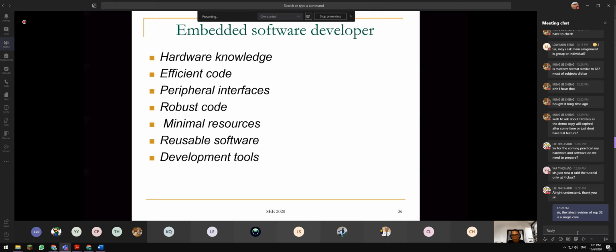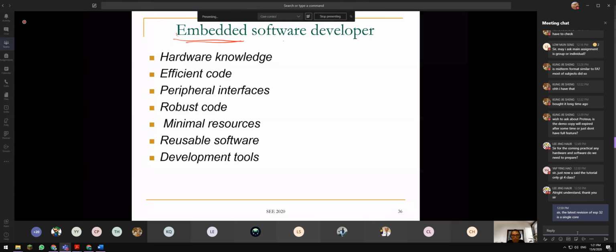What I mean is an embedded software developer. Okay, embedded based. So, to become a successful embedded software developer, here are the things that you need to consider.